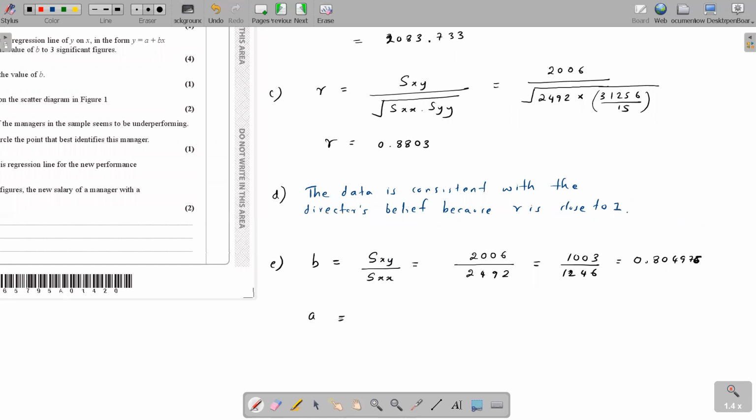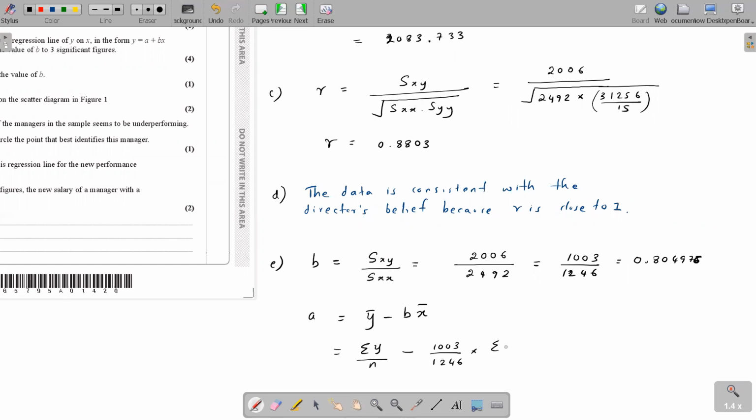What's the equation for A? A equals y bar minus b x bar. So y bar, how do you get it? Sigma y divided by n. The B value we found is 1003 over 1246. I prefer that you use the exact figure for B, children. Can you understand? Don't use the decimal figure.